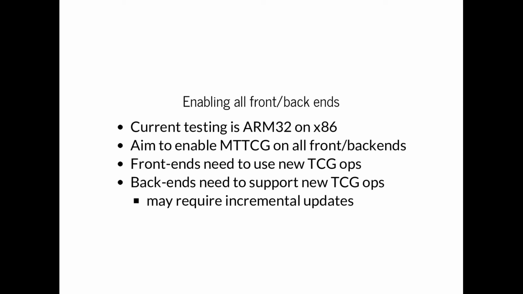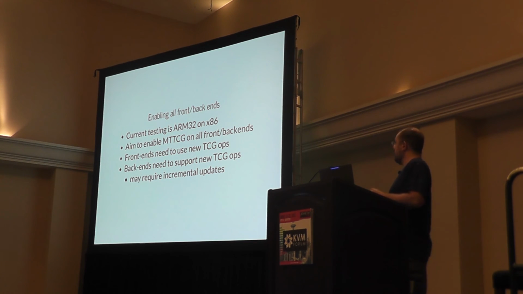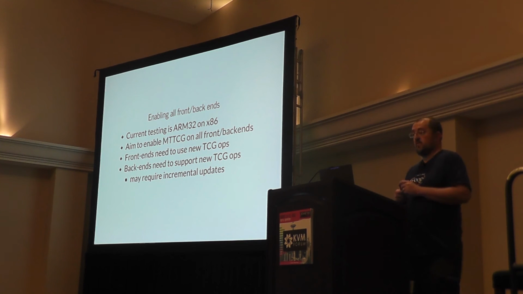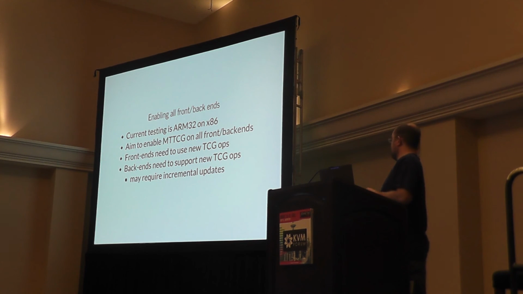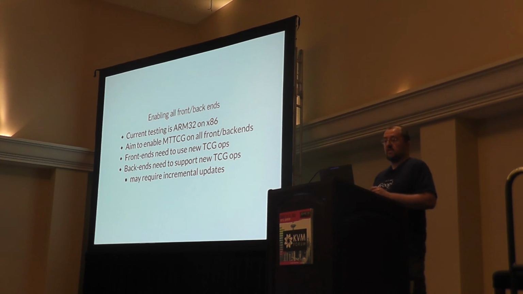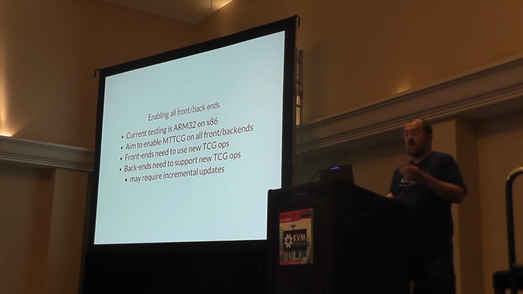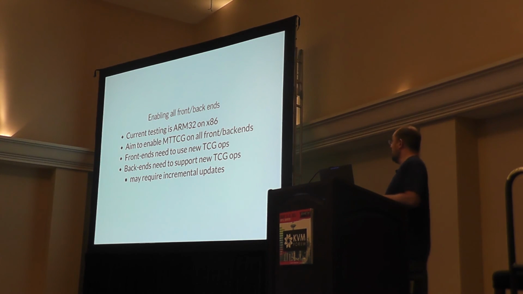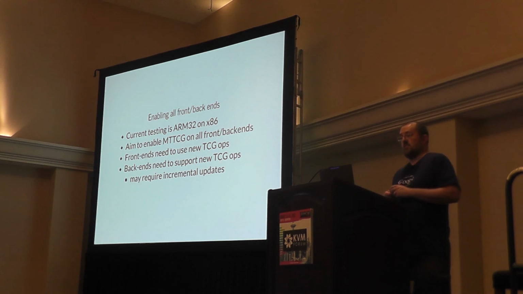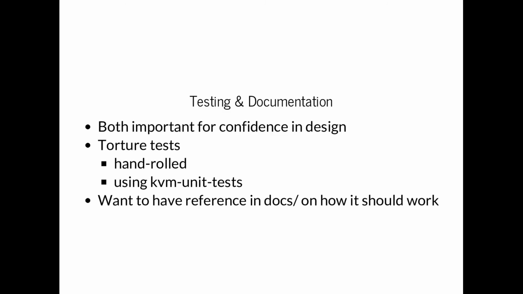The current testing has mainly been focused on ARM32 on x86, but we want to enable it on all front-end/back-end combinations. Each front end that wants to support multi-threaded TCG will need to have its atomic semantics updated to use the new TCG operations. And if we go for TCG operations for the memory barriers, each backend will also need to support the memory barrier operations. So this might require an incremental approach where only some combinations build for multi-threaded TCG at the start, and then as each front and back end is converted, we can turn it on.